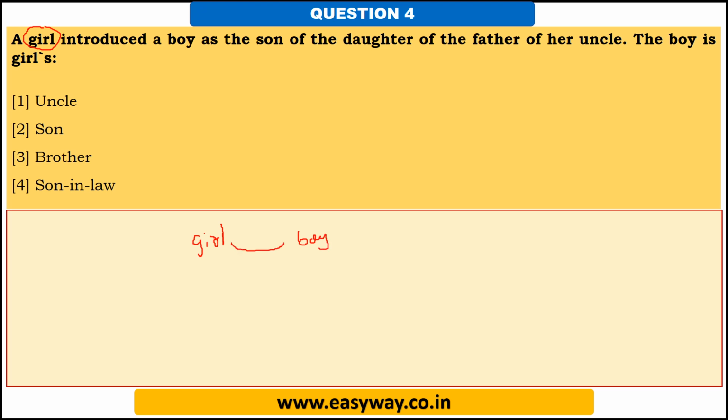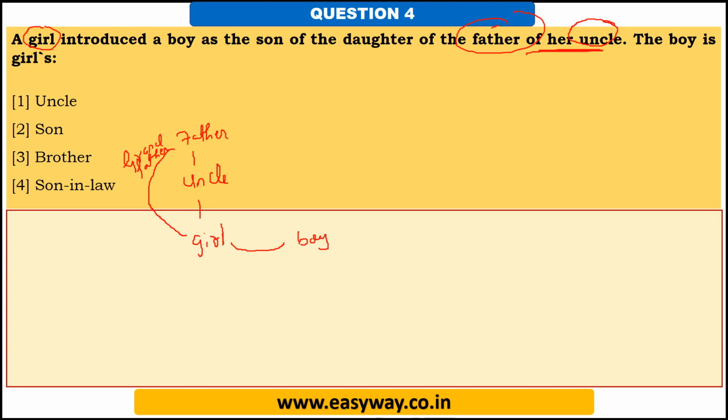Now we have to start with the end part. Here it is said the son of the daughter of the father of her uncle, so we have to start here, that means with her uncle. So that means uncle of this girl. Okay, and next it is said father of her uncle, so that means father of this uncle. So this father will be this girl's grandfather, right? Paternal or maternal, we don't know that. This uncle can be a paternal uncle or maternal uncle. So depending on that, this father can be paternal grandfather or maternal grandfather. We don't know that, but we know that this father of the uncle will be the grandfather of this girl.